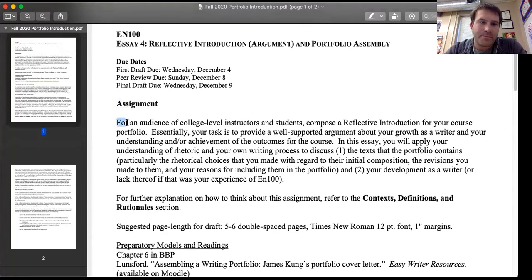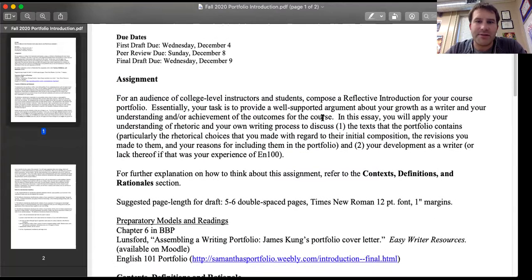So the assignment: for an audience of college level instructors and students, compose a reflective introduction for your course portfolio. Essentially, your task is to provide a well supported argument about your growth as a writer and your understanding and or achievement of the outcomes for the course. In this essay, you will apply your understanding of rhetoric and your own writing process to discuss one, the text that the portfolio contains, particularly the rhetorical choices that you made with regard to their initial composition, the revisions that you made to them, and your reasons for including them in the portfolio. And two, your development as a writer or lack thereof, if that was your experience in E100.